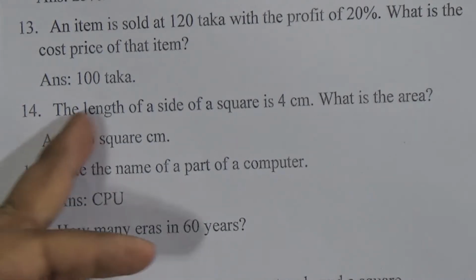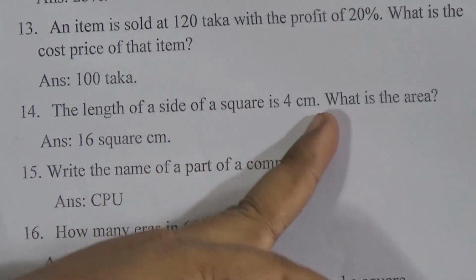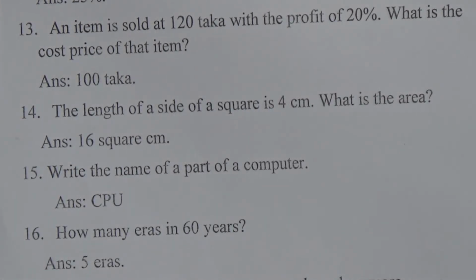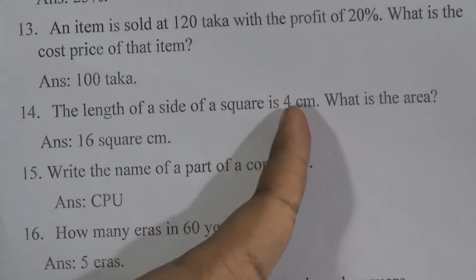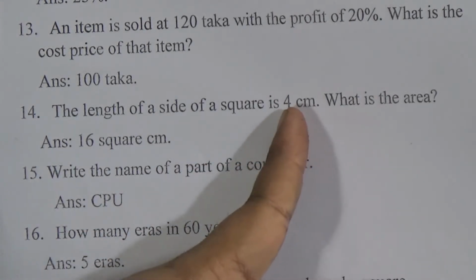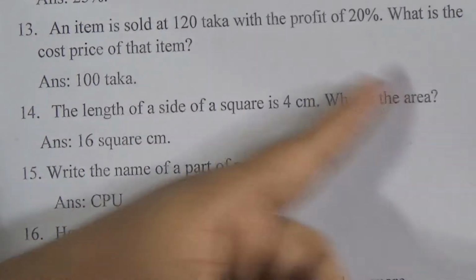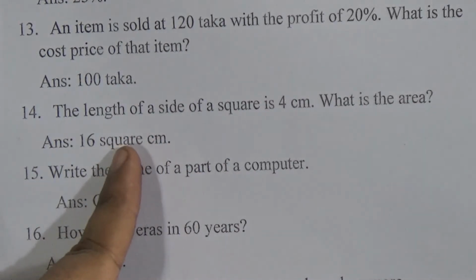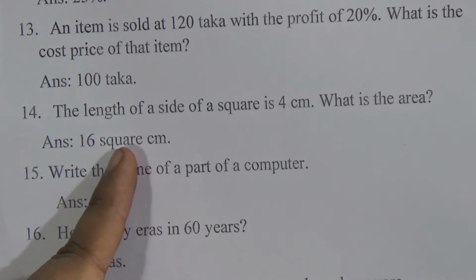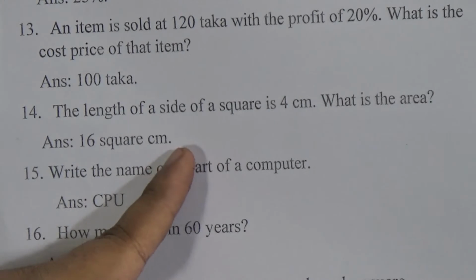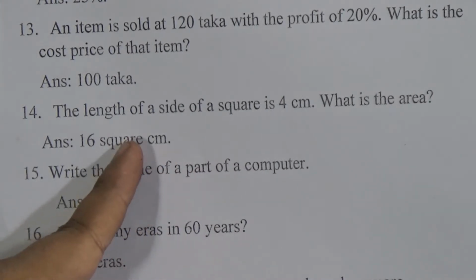Then question 14, the length of a side of a square is 4 centimeters. What is the area? We know that the area of a square is side multiplied by side. So 4 is multiplied with 4 and we get the answer. 4 4s are 16. But you notice we need to find out area. In area, a square must be written. If you don't write the square, then your answer is wrong. So you must write 16 square centimeters. I repeat, if you don't write this square, your answer is totally wrong.